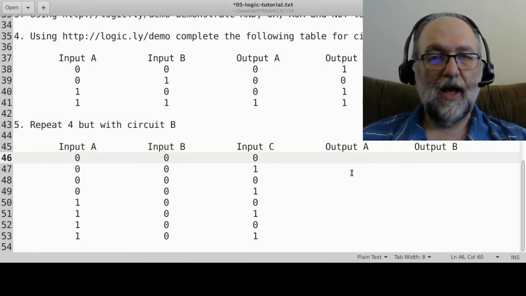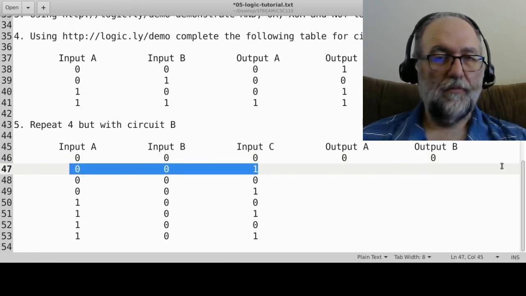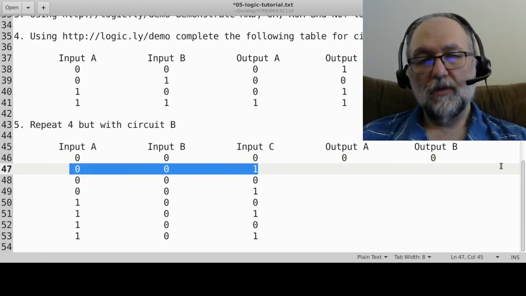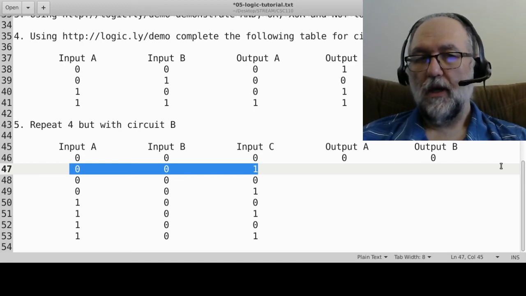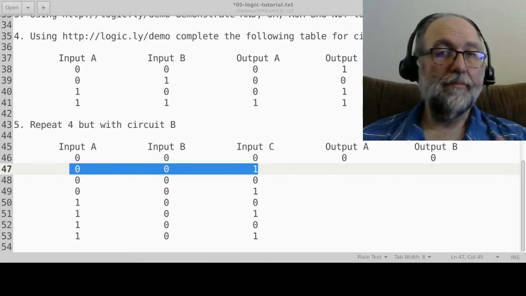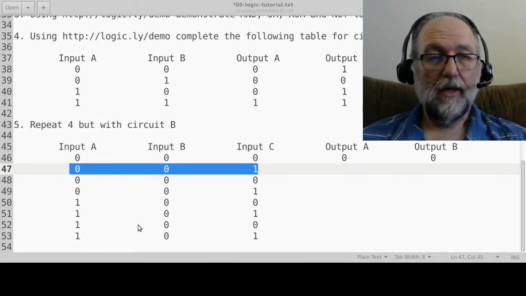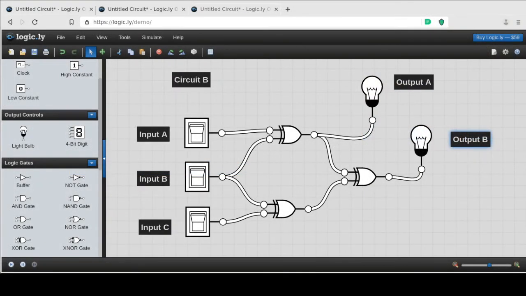So all 3 switches off, output A is off, and output B is off. Okay, let's do this one right here. Okay, the next one. All right, so what does that say? That says input A is off, input B is off, and input C is on. Okay, so let's switch to this. So input A is off, input B is off, and input C is on. Okay, so there we go.